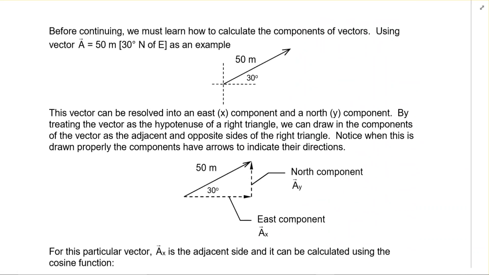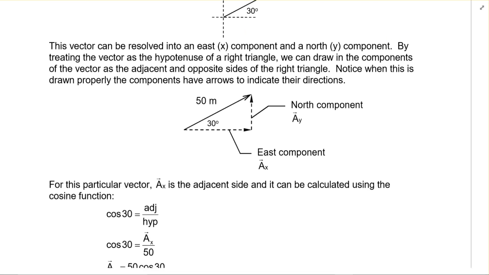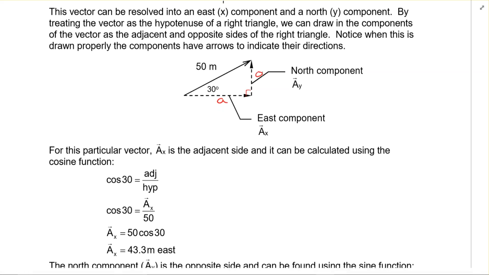So before we continue, we must learn how to calculate the components of vectors using this as an example. So really, we're back to that SOHCAHTOA stuff. What we can do is treat this like a right angle triangle again. This would be our adjacent side. This would be our opposite side. And maybe just down here a little bit, I'm going to write SOHCAHTOA. My pen's a little off.